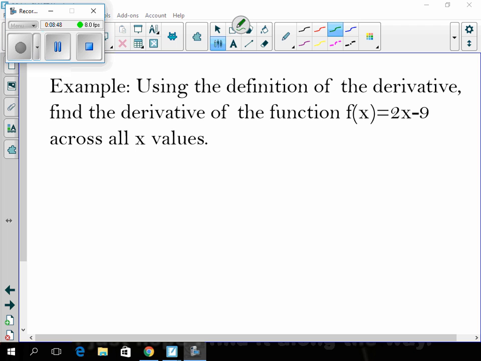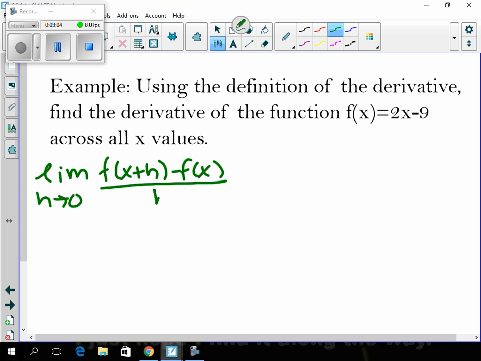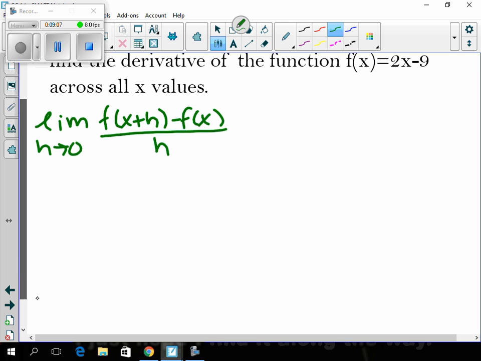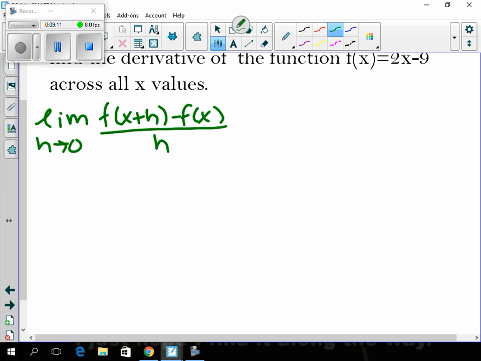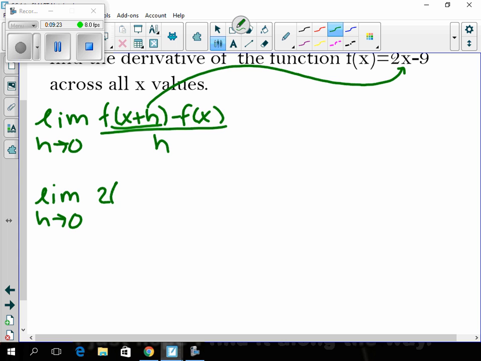In this problem, it's asking me to use the definition of the derivative to find the derivative of the function f of x equals 2x minus 9 across all x values. Again, using that difference quotient, f of x plus h minus f of x all over h. In this case, I'm not given a specific x value, so I'm not going to plug anything in for x. All I'm going to do is take the limit as h approaches 0, and I see f of x plus h. Everywhere I see x in my original function, I'm going to plug in x plus h. So I'm going to take 2 times (x plus h) minus 9, minus my original function, 2x minus 9, all over h.